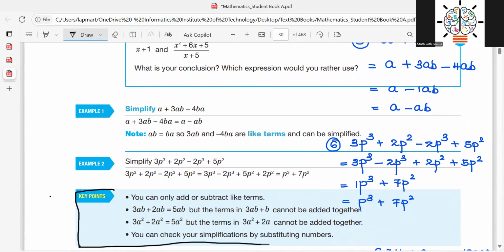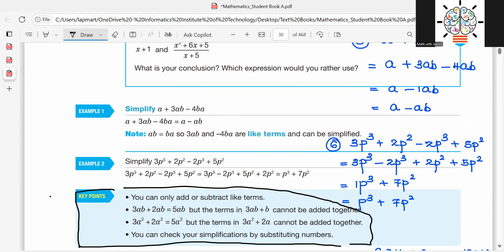This is very important, because it is some kind of summary of what we learned so far. You can only add and subtract like terms. 3ab and 2ab you can add, but 3ab and b you can't add. 3a squared and 2a squared you can add, but 3a squared and 2a you can't add. You can check your simplification by substituting numbers.